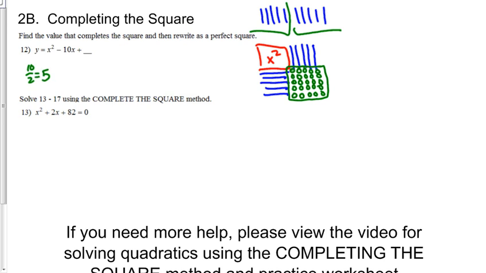And then in order to get 25, there was 5 by 5, or 5 squared. So 25 goes in that box. So let's do another example, and I'll show you how to get all the way through the problem.